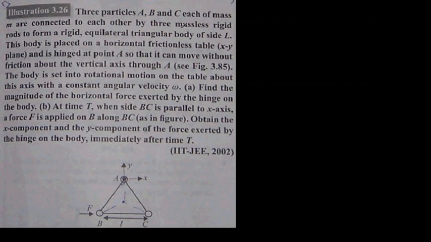rods. This means these three masses A, B, C connected by massless rods form a rigid body, and it forms an equilateral triangle of side L.